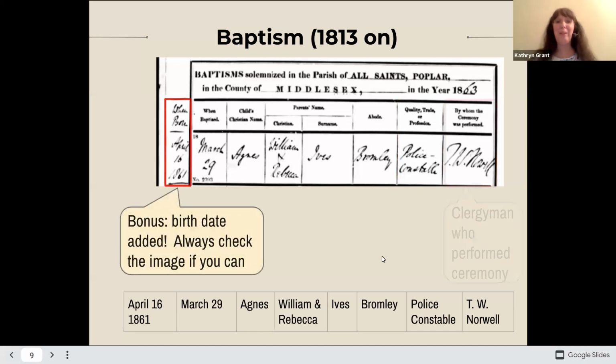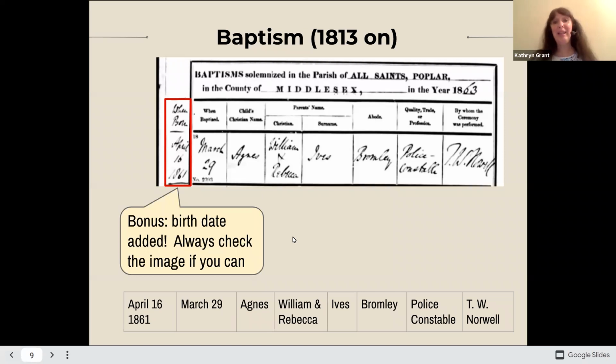But look at what we've got here too. We've got a bonus. When I get up to heaven, if I make it there, I'm going to hug this clergyman, because look what he did. He did not have to do this, and he wrote the birth date of the child in the margin. There wasn't a column for it, and he took it upon himself, maybe through inspiration, to record this extra information.